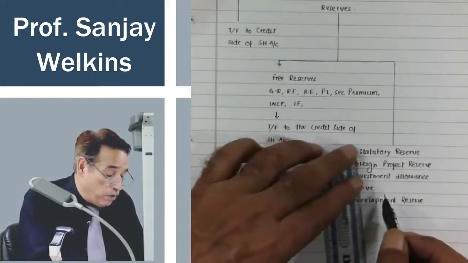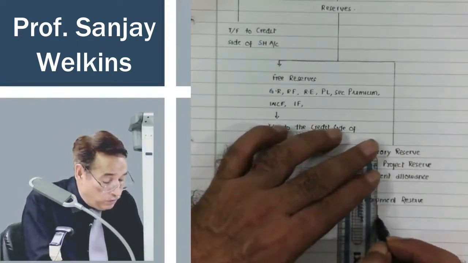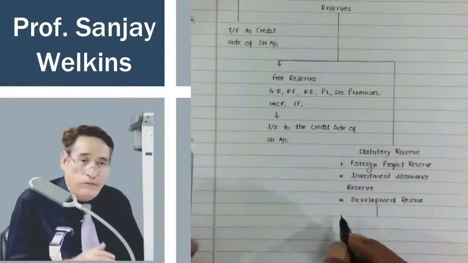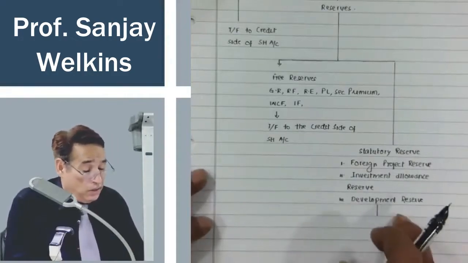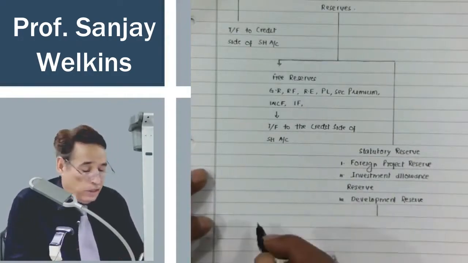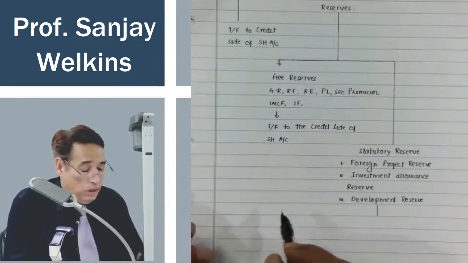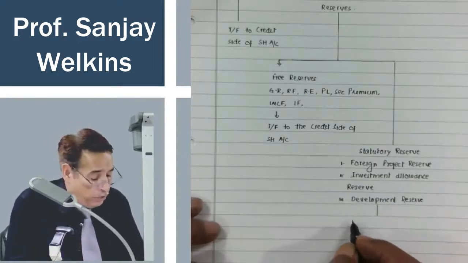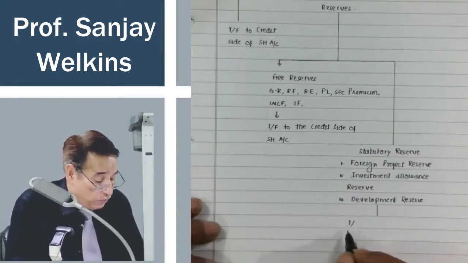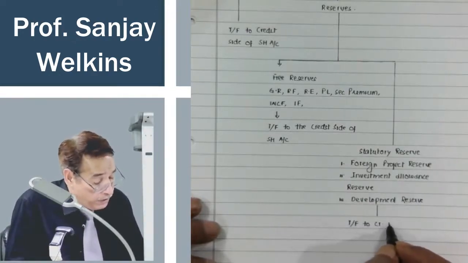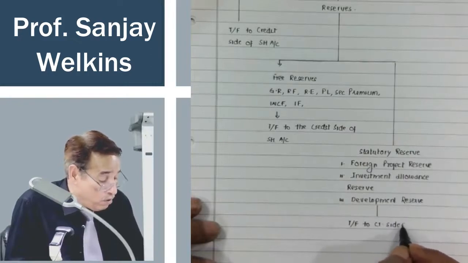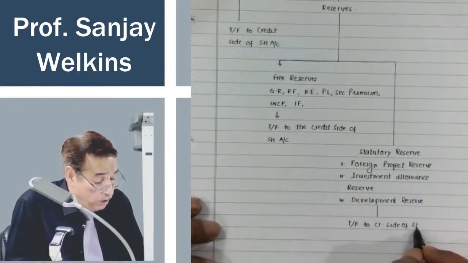So if you come across any statutory reserves, you have the alternative here. You have a choice here. You can either transfer them to the credit side of realization account, or you can transfer them to the credit side of shareholders account. My advice is to transfer them to the credit side of shareholders account.